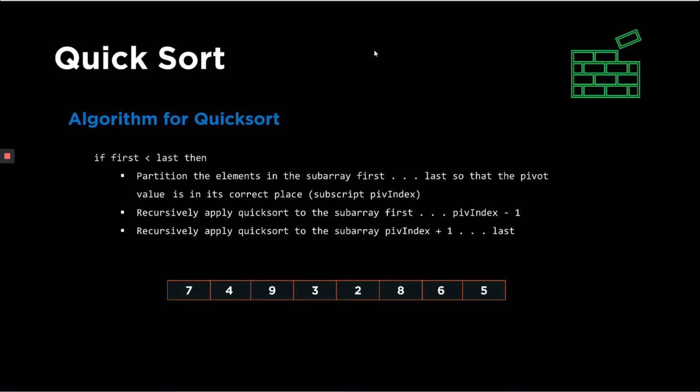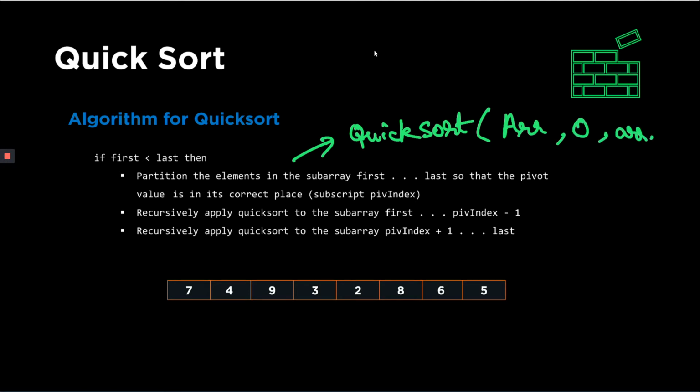So the algorithm for quicksort looks like this, which is we partition the elements in the sub array, which is we have this function that is called something like quicksort. And in this, we pass the array along with the starting and ending index, which is 0 and arr.length. And now what happens is we find out a pivot element in the partition method. So we basically first check whether these indices are within bounds. That's what we are doing right here.